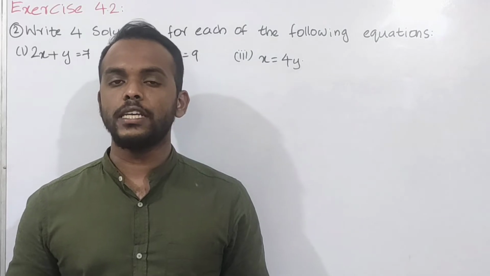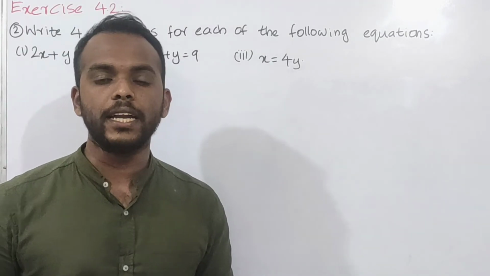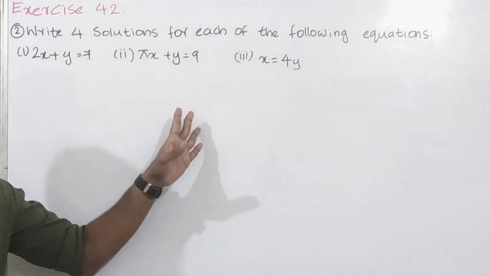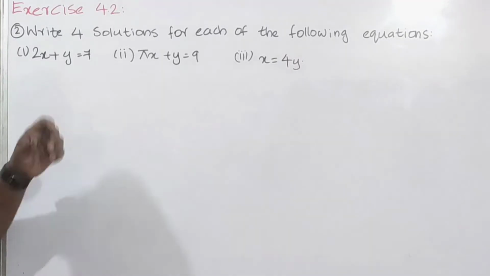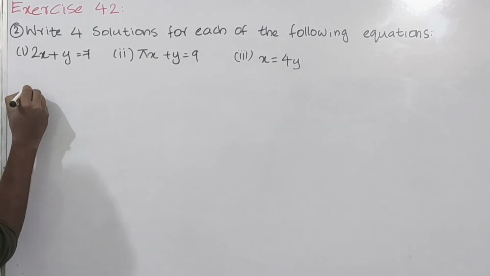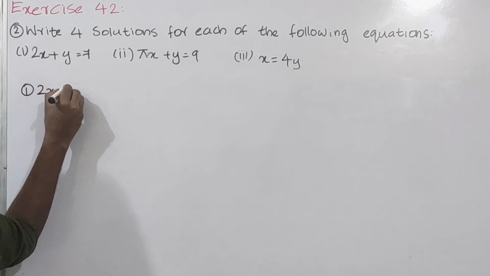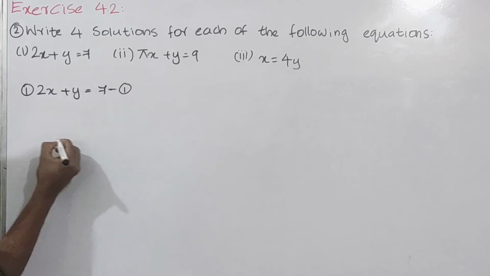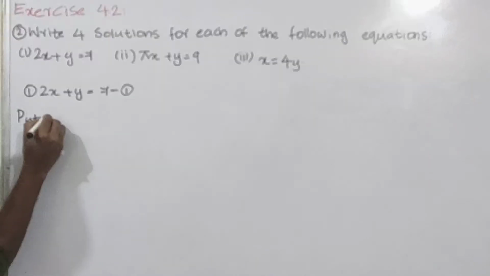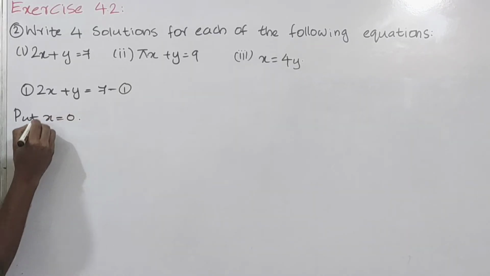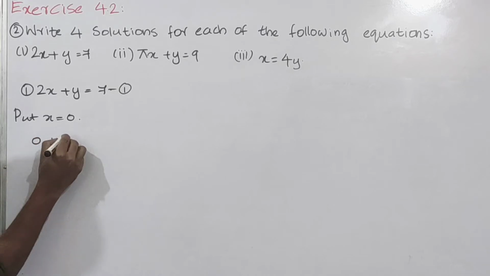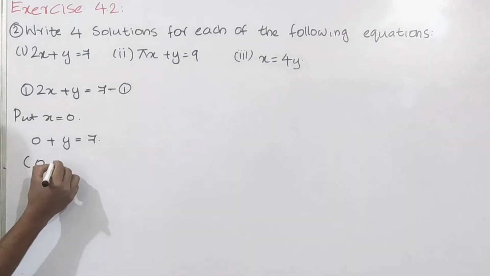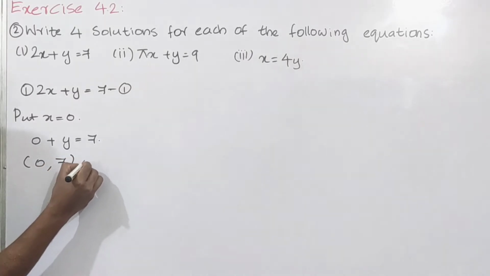In each of these questions, we need to find 4 different solutions. I will find 2 solutions each and you can do the remaining by yourself. So first, let's see the first question. First question, 2x plus y is equal to 7. So this is our main equation. First we will put x is equal to 0. Then the equation will become 0 plus y is equal to 7. So we will get a solution 0 comma 7.